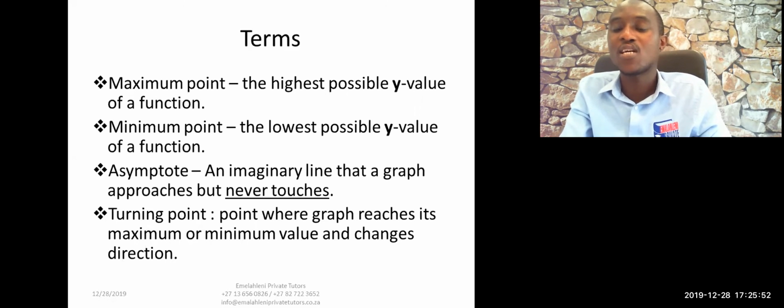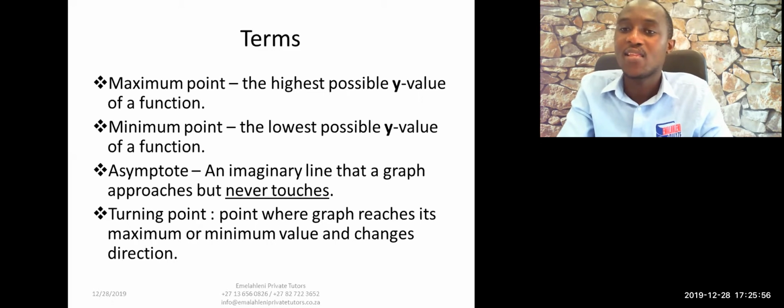Then an asymptote. This line called an asymptote is an imaginary line that a graph approaches, but it never touches. So it never touches the asymptote, and that's what you need to remember. So let's get to see what's actually happening on paper here.